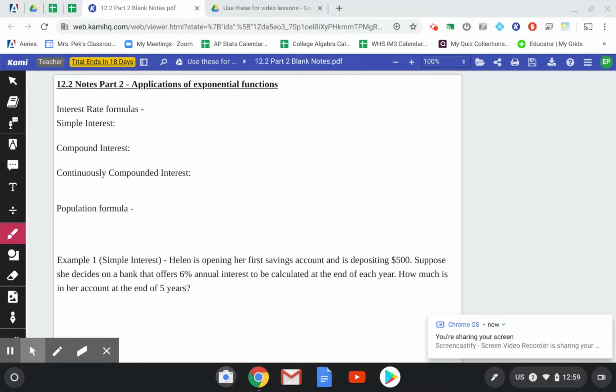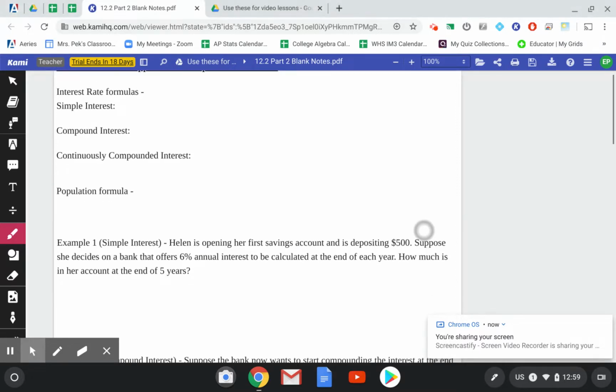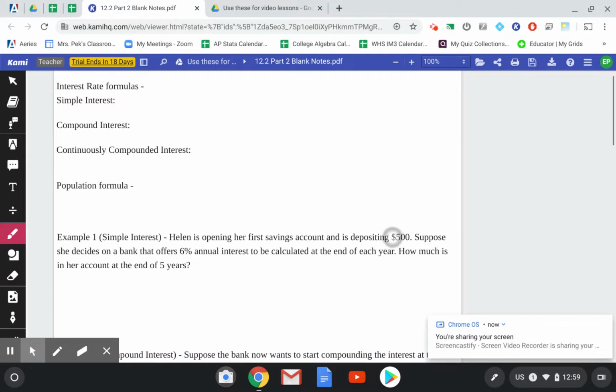Hi, class. Today we're going to look at section 12.2 notes, part 2, which is still exponential functions, but today we're going to look at the applications, so some word problems. All right, so we're going to have two different types of word problems here. We're going to have interest rate word problems and then a population growth problem.